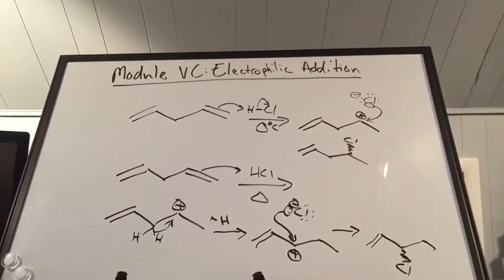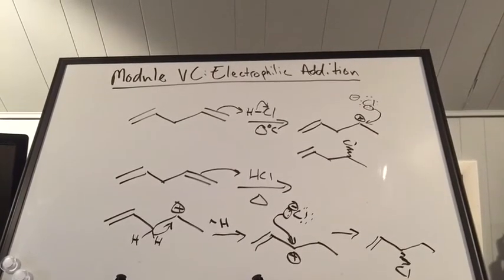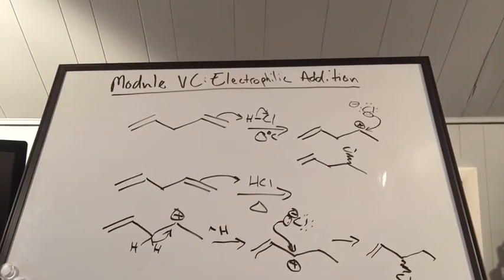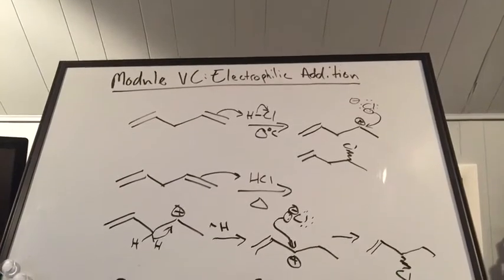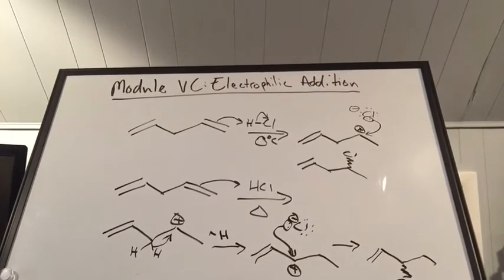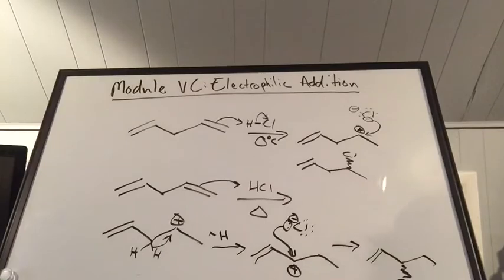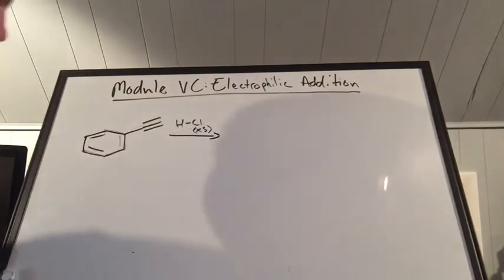All right. So different products depending on what type of temperature or heat is applied. Okay. So on the top, you're going to have a kinetic product. On the bottom, you're going to have a thermodynamic product. Okay. On to electrophilic addition of alkynes.